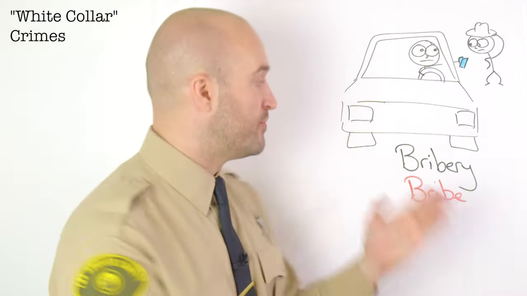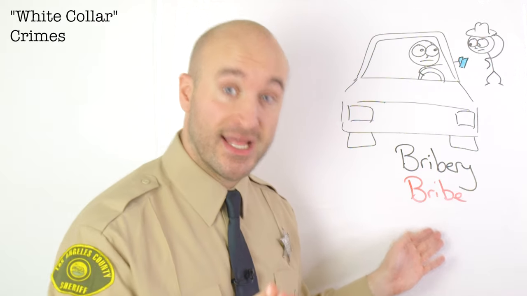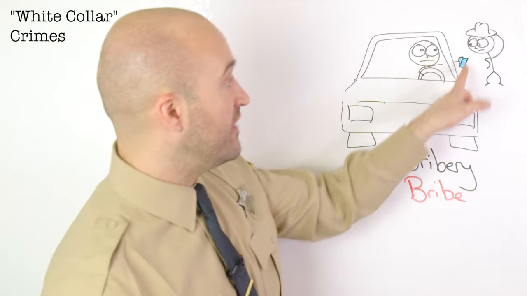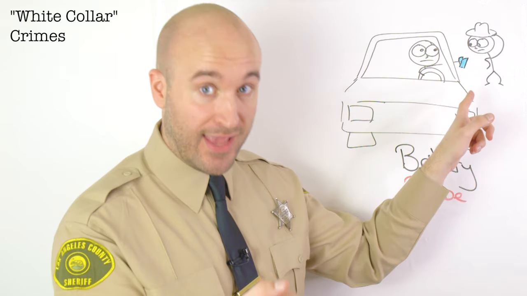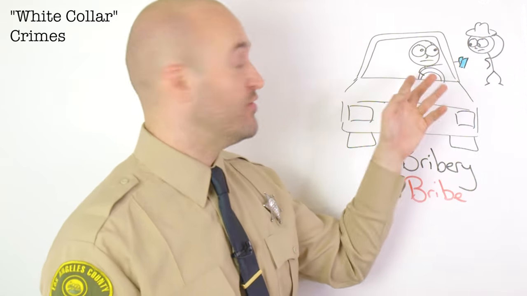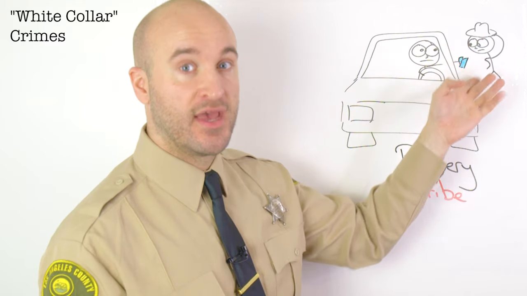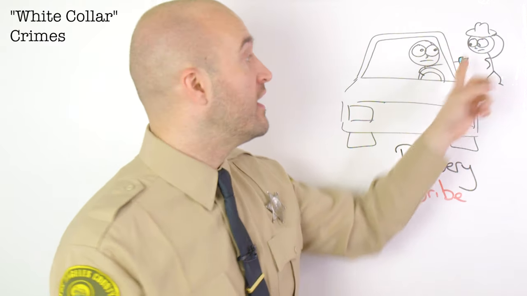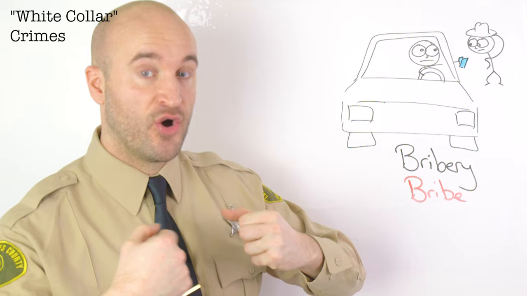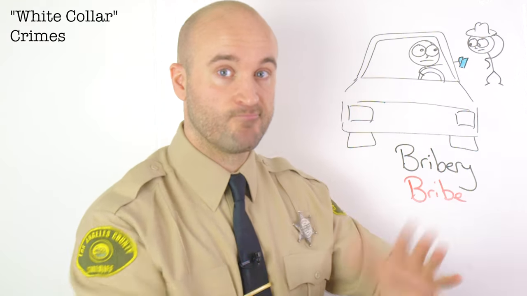Also, you should know that bribe is the verb and the noun. So, this money is a bribe. You could say he offered him a bribe, for example, or he took the bribe, or he refused the bribe.